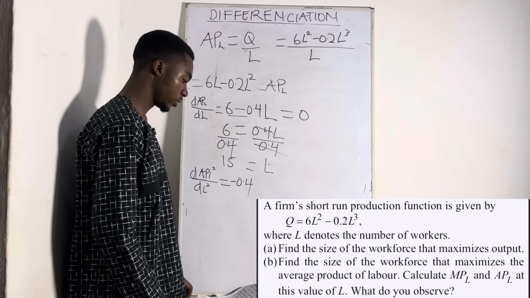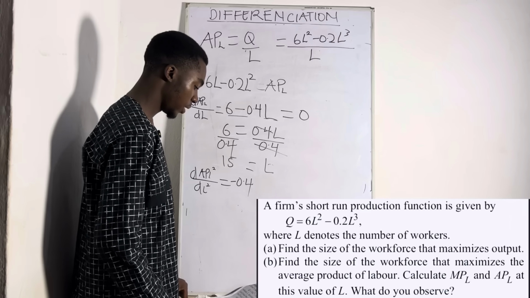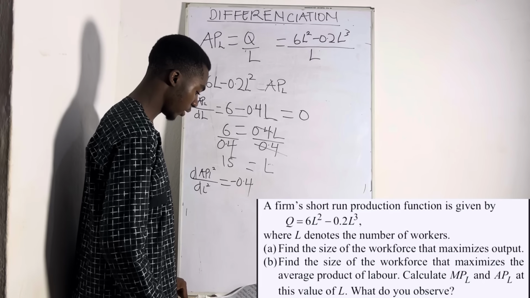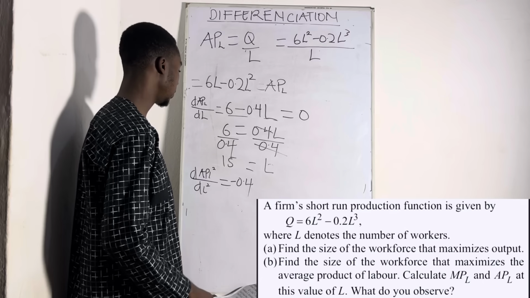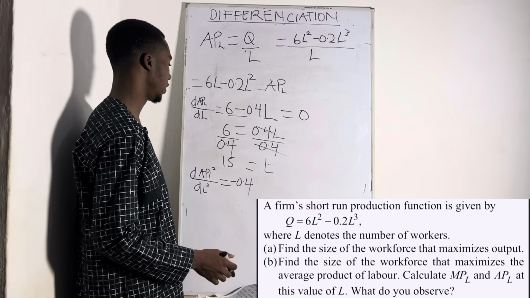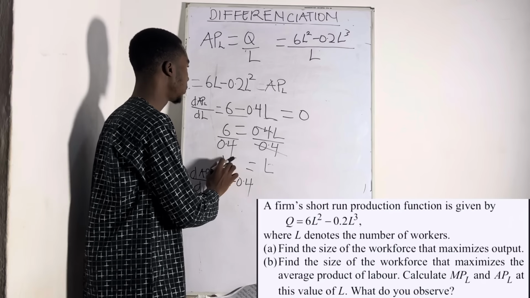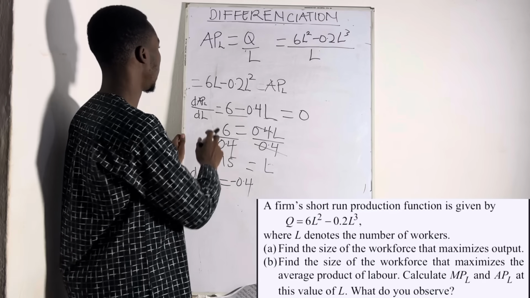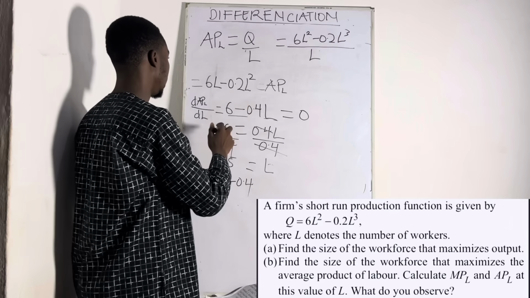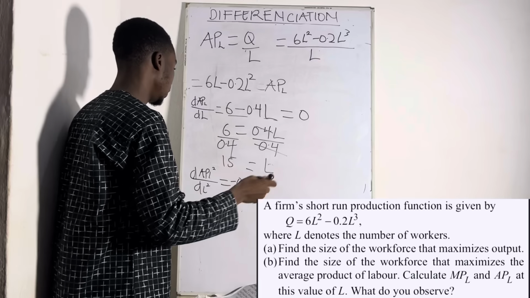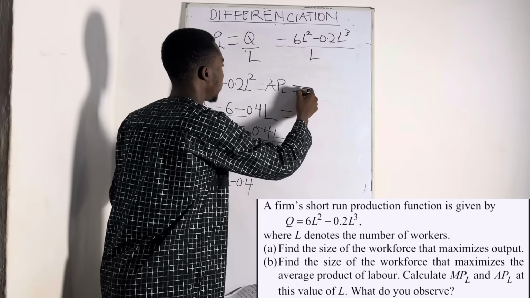The question moves on to say that we should calculate MPL and APL at this value of L. What do you observe? So now we should calculate the average product of labor at 15. So we just put 15 into the average product of labor function. So this is the average product of labor function.